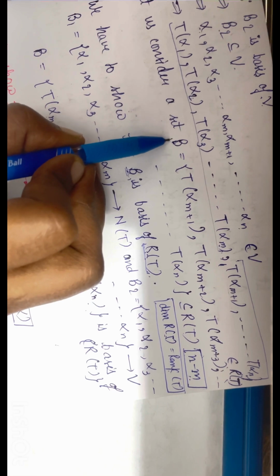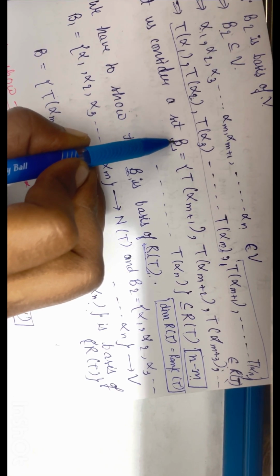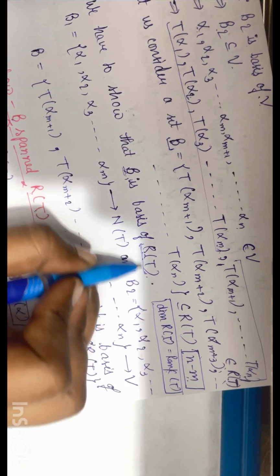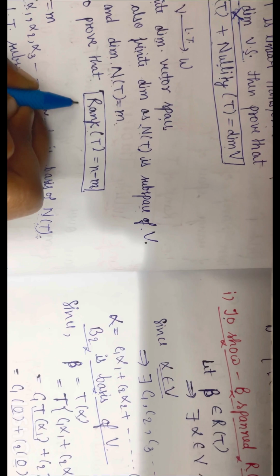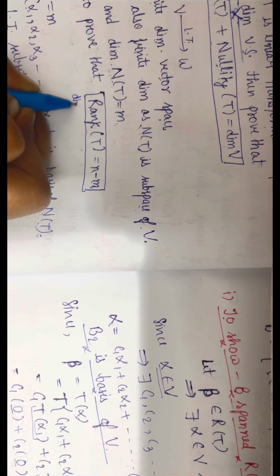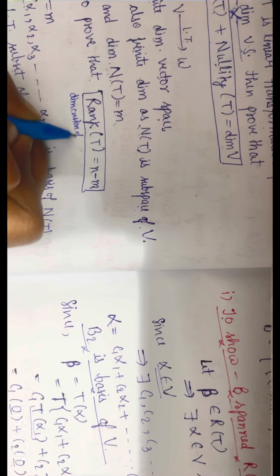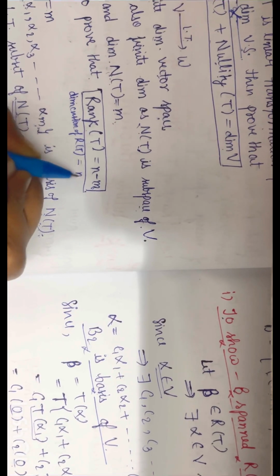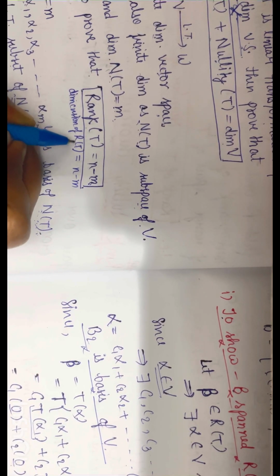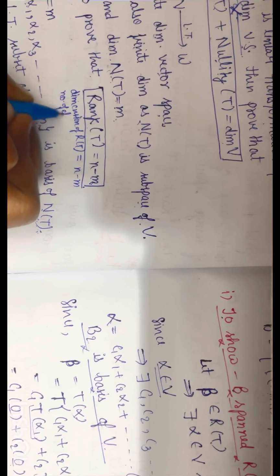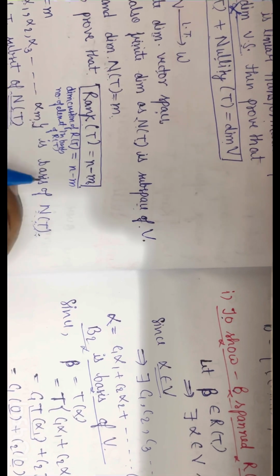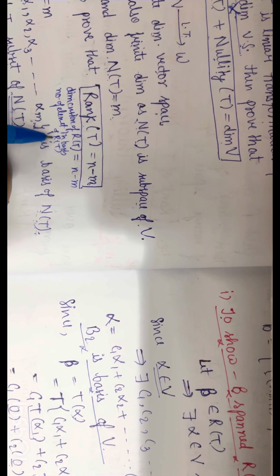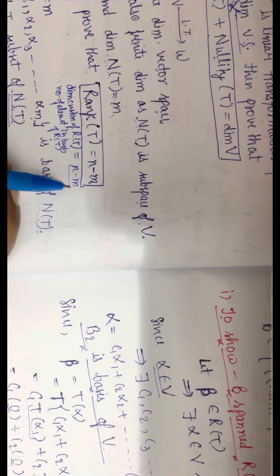Now if we are able to prove that this considered set is the basis of range space of T, we will prove the theorem that rank of T will be n minus m. Here rank of T means dimension of range space. Dimension of range space of T will be n minus m, and dimension of range space of T means number of elements in basis of RT. Our aim is to prove that basis of RT will contain n minus m elements.